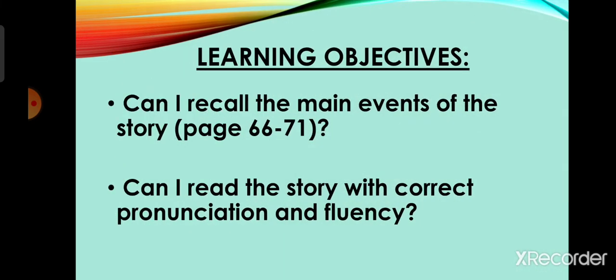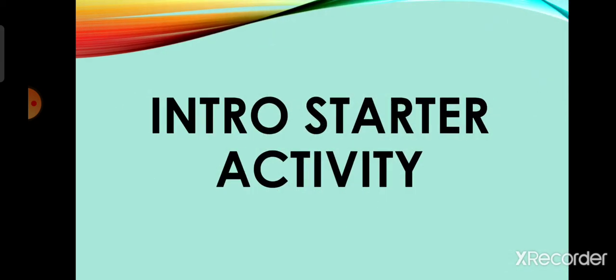Let's begin the lesson with the learning objectives. Can I recall the main events of the story from page number 66 till 71? Can I read the story with correct pronunciation and fluency? Children, in the intro starter activity, I'll ask you some questions to recall the main events or points of the story we did in the last lesson. Afterwards, it will be easy for you to understand what's going on next.